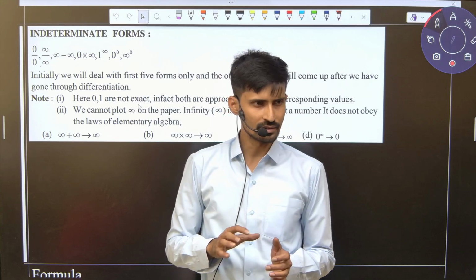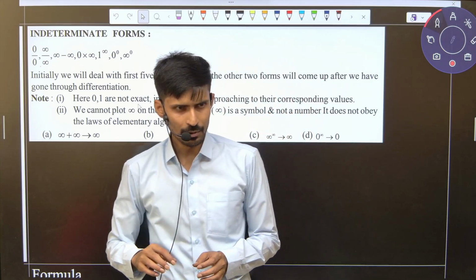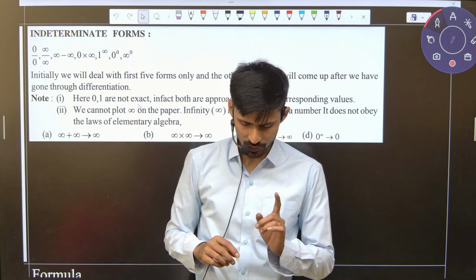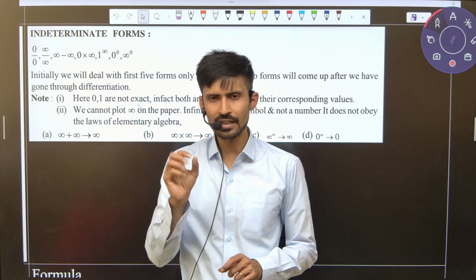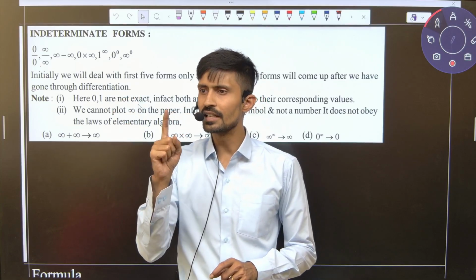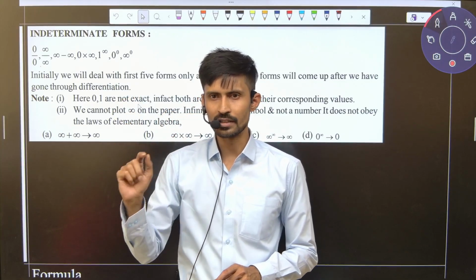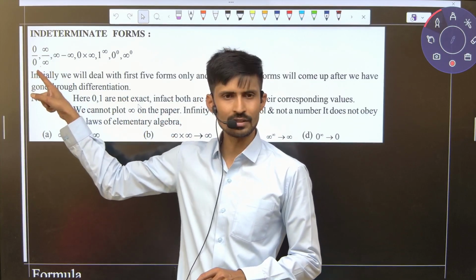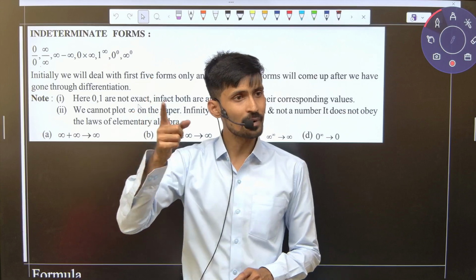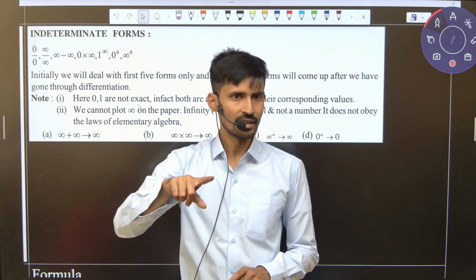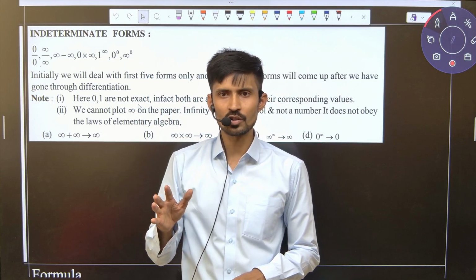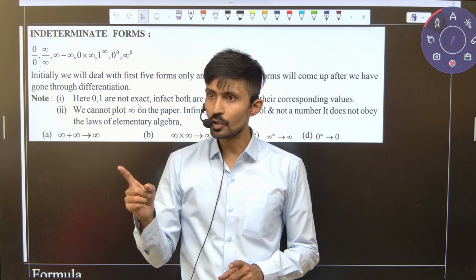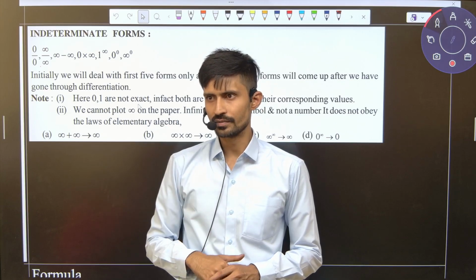Now, I am going to remove some confusion. Wherever 0 is present here, actually that is not exact 0. That 0 is 0 plus or 0 minus. It means this 0 by 0 is 0 plus by 0 plus. That is not 0 by 0, because 0 by 0 we cannot solve. But 0 plus by 0 plus we can solve.